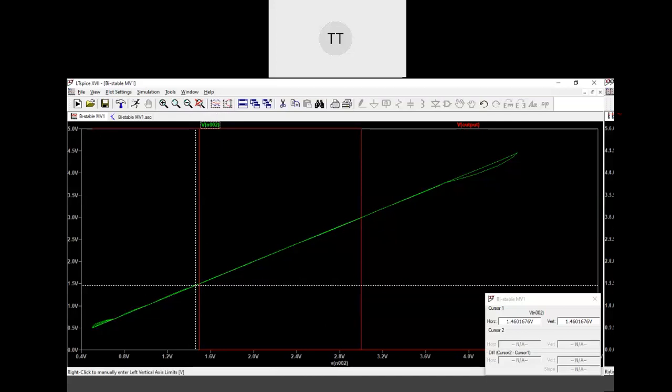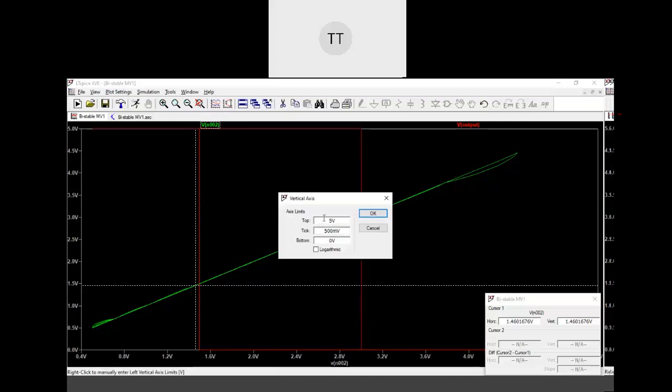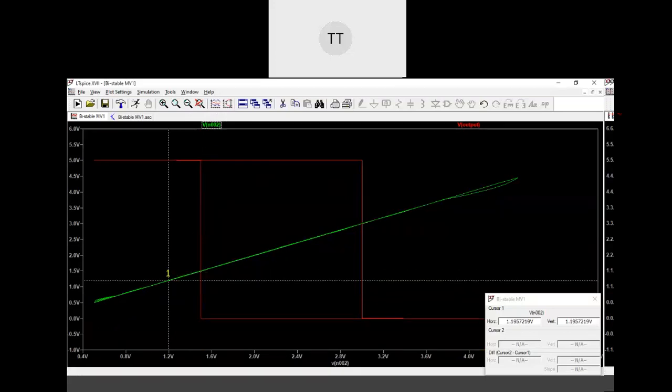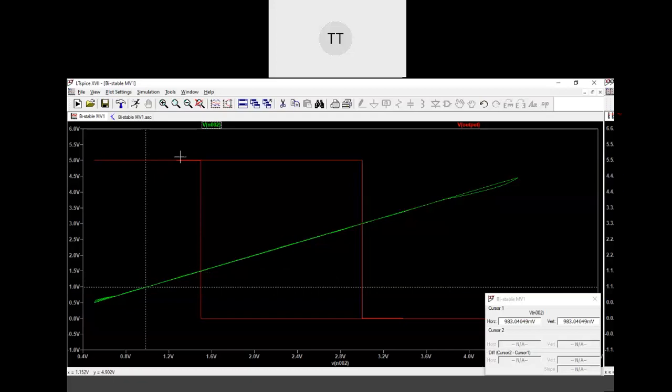Again, I'll change the scale so that it is properly visible. I'll make this 6, and this -1, so that it displays properly. Is this fine now? Is this the same characteristic we got yesterday? Can you see this?